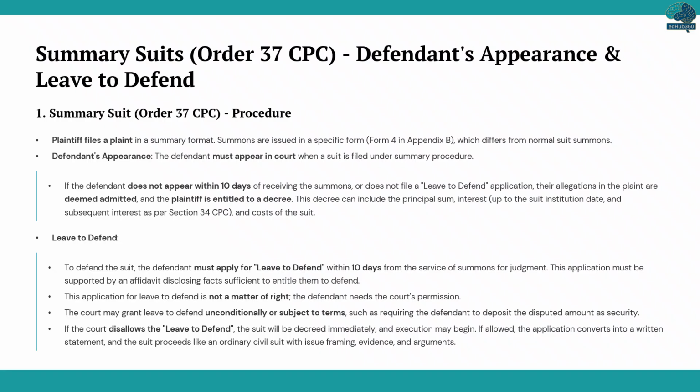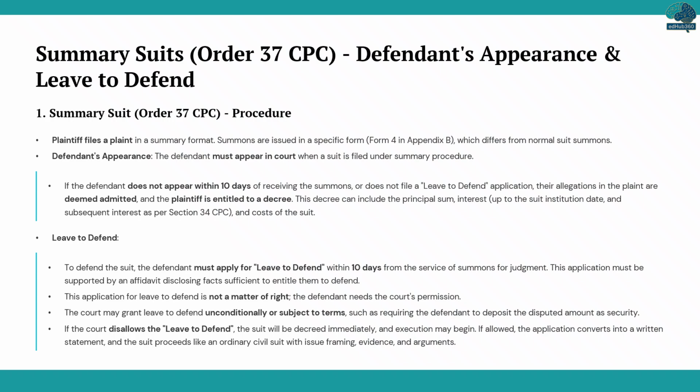To defend the suit, the defendant must apply for leave to defend within 10 days from the service of summons for judgment. This application must be supported by an affidavit disclosing sufficient facts for their defense. This leave to defend is not an automatic right. The court's permission is needed. The court might grant it unconditionally, or subject to terms, like requiring the defendant to deposit the disputed amount as security. If leave is disallowed, the suit is decreed immediately. If allowed, the application converts into a written statement, and the suit proceeds like an ordinary civil suit.